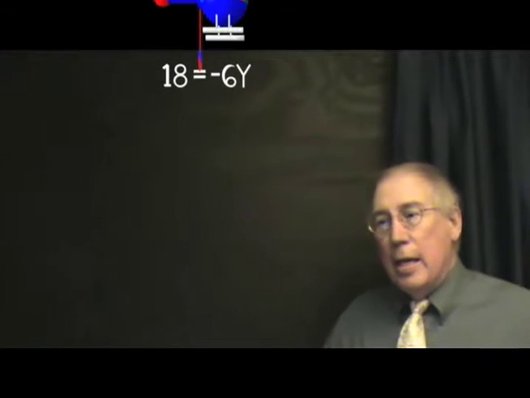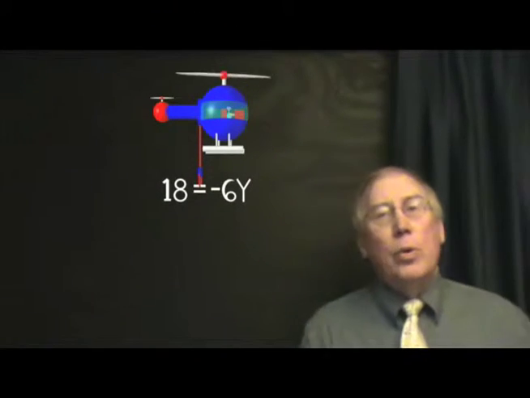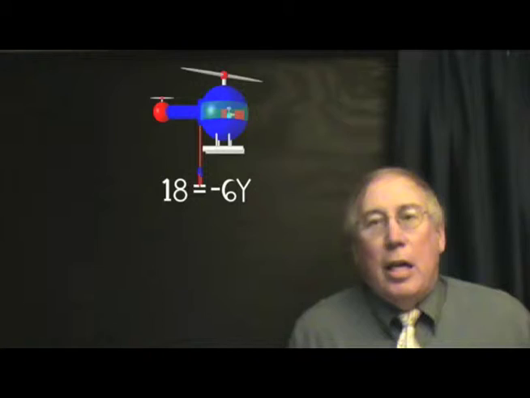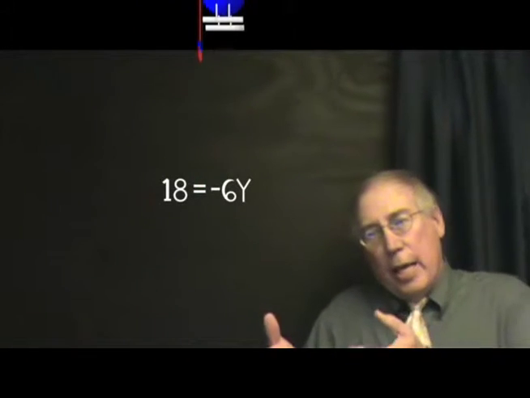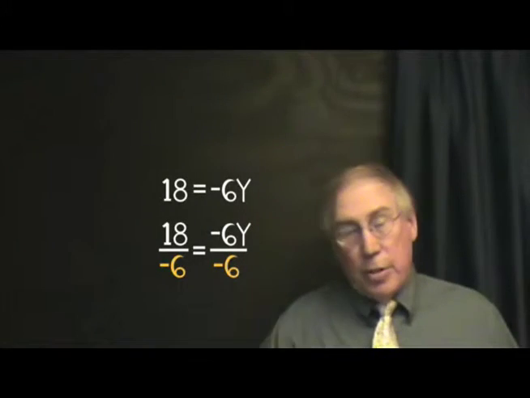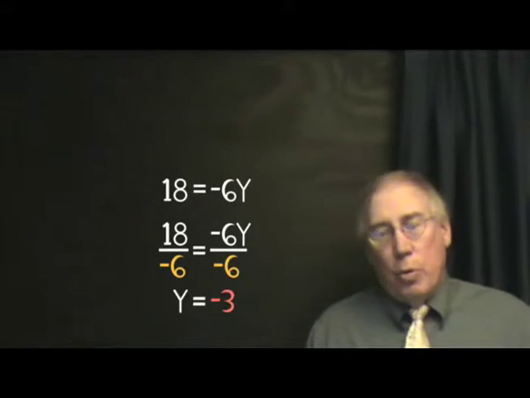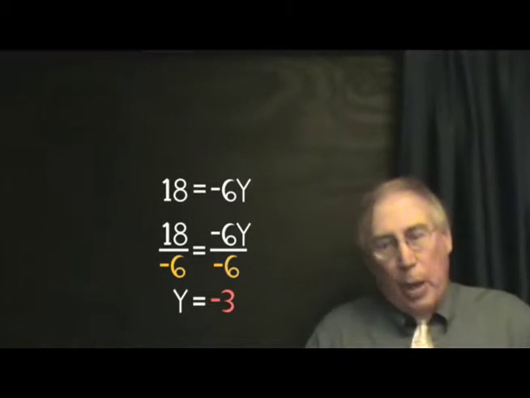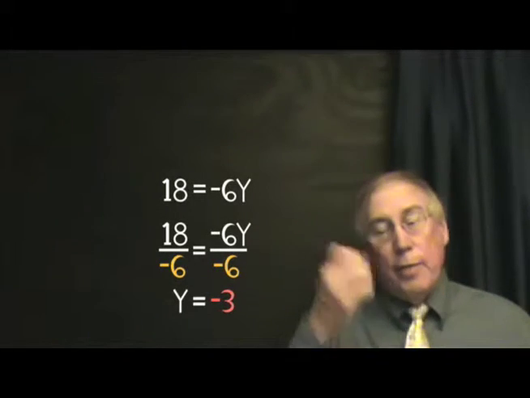Here we go again. 18 equals negative 6y. Again we're going to use division. The coefficient of y is negative 6, so let's divide that into both sides. On the right hand side those negative 6's cancel out, leaving a y. And on the left hand side we're dividing a negative 6 into a positive 18, which would give us a negative 3. A negative into a positive.